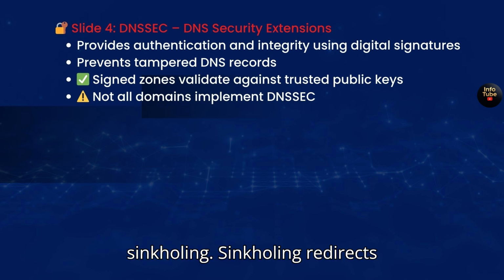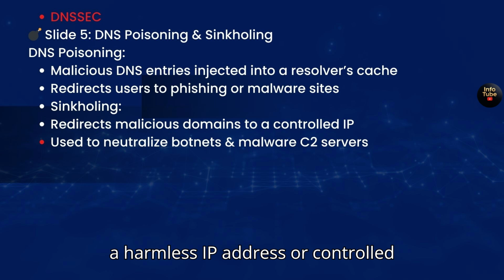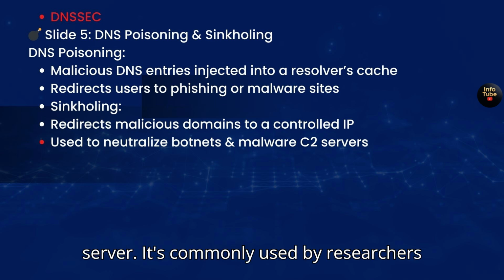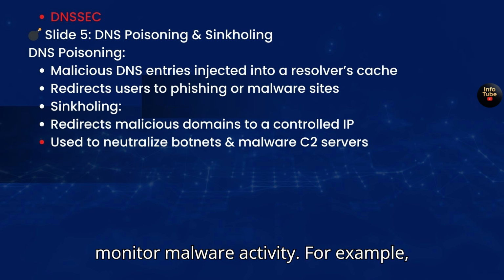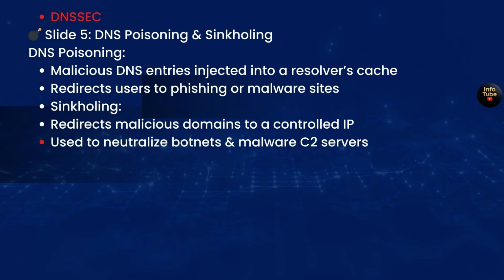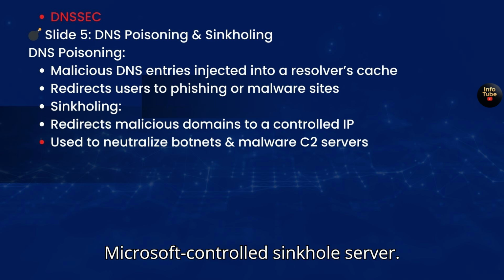Number 3. Sinkholing. Sinkholing redirects malicious traffic, like from botnets, to a harmless IP address or controlled server. It's commonly used by researchers or enterprise networks to block and monitor malware activity. For example, the Conficker worm was partially controlled by redirecting traffic to a Microsoft-controlled sinkhole server.